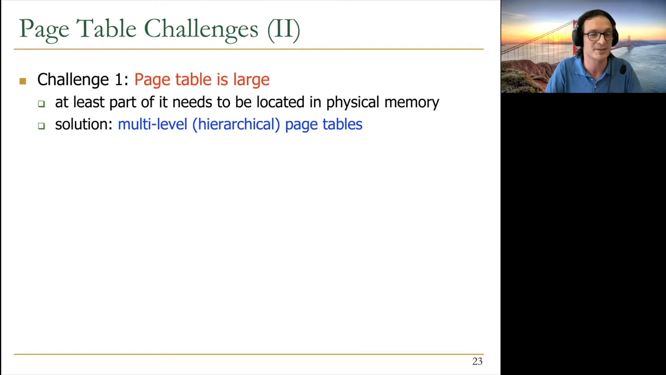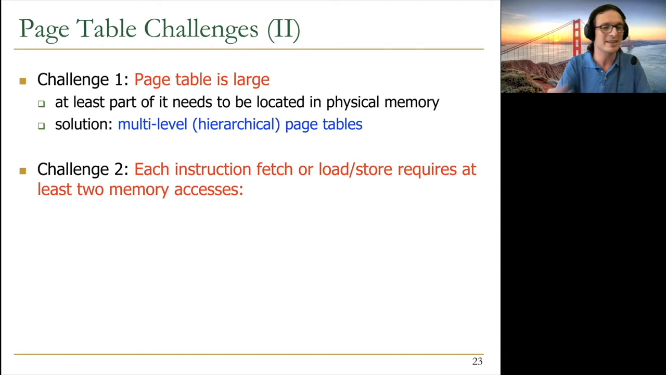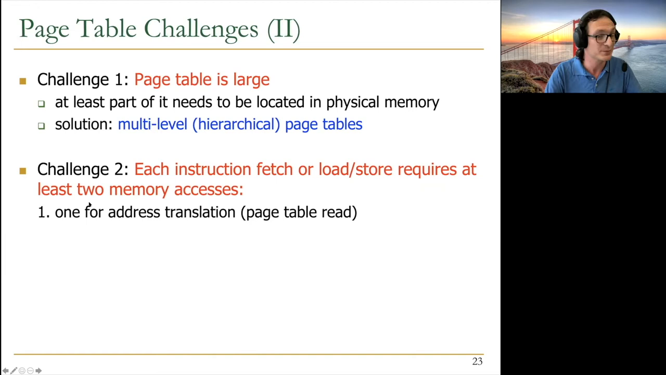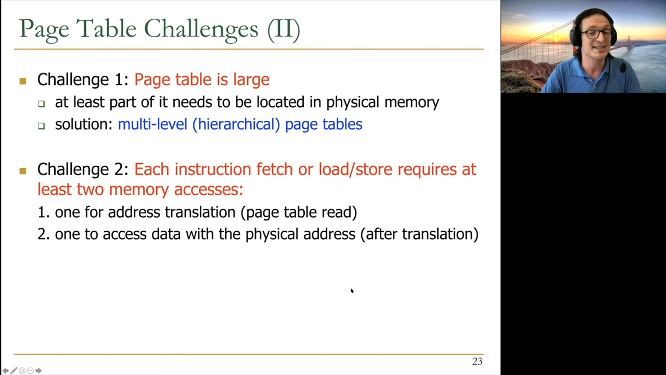Okay, so the second challenge, of course, which is exacerbated by the first solution for the first challenge, is that each instruction fetch or load store requires at least two memory accesses now. One for address translation, you need to reach the page table. I should say at least one for address translation, because with a multi-level page table, you need more. And then one to access the data with the physical address after translation. So you used to have one memory access with direct physical addressing. Now we have two at least.